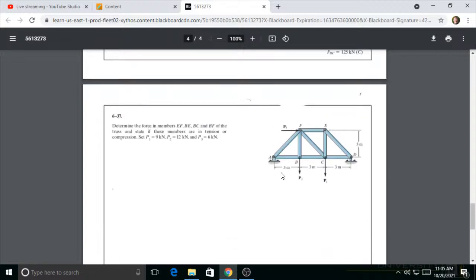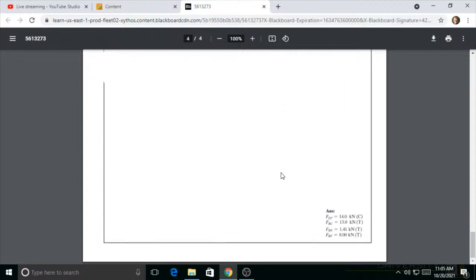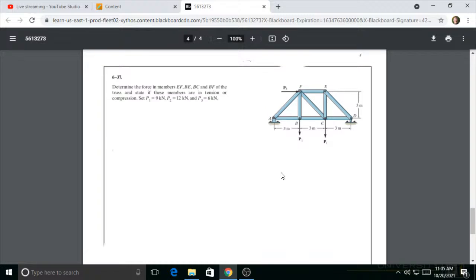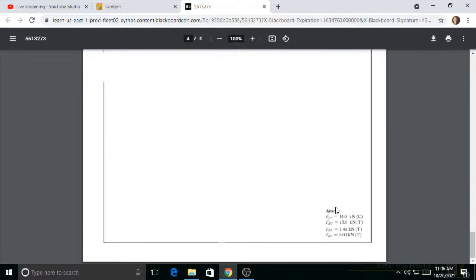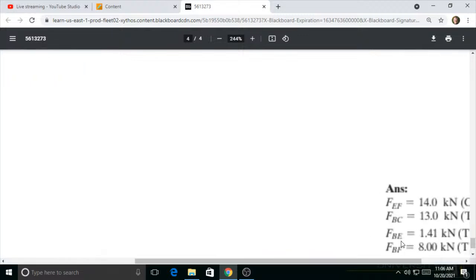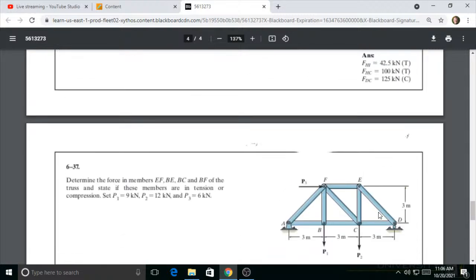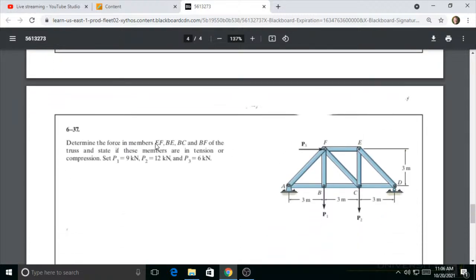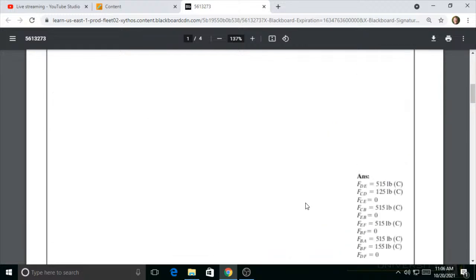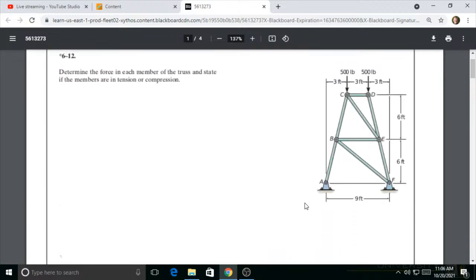EF, BC, BE, huh? Okay, there isn't a BE. Am I seeing that right? In BF. Maybe those came from a different problem. Oh, it says the same thing right here. Okay, so we'll go to the first one, and then we'll do it to the last one.